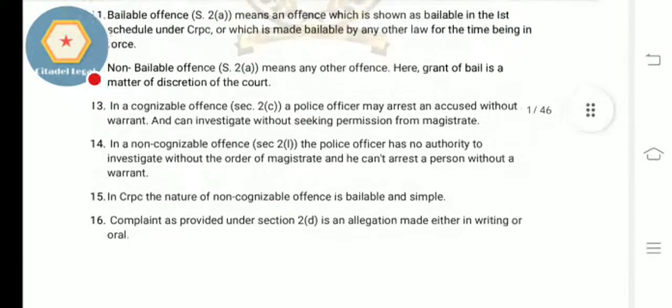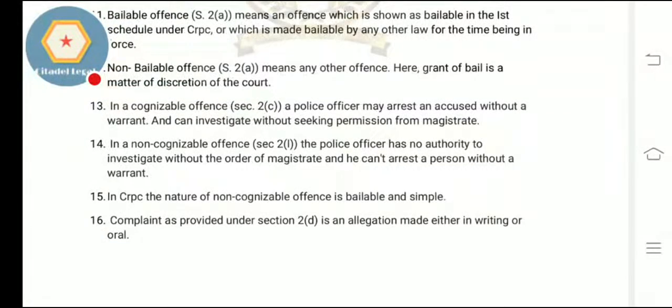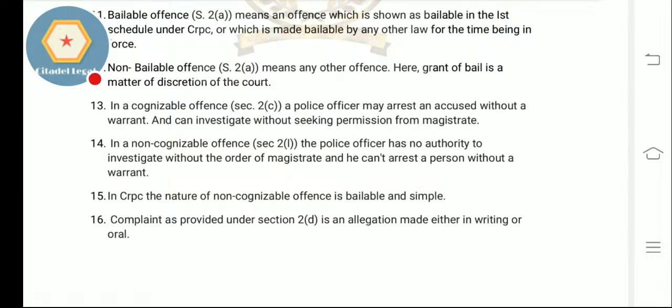Very, very important. Now, 14, in a non-cognizable offence, 2(l), the police officer has no authority to investigate without the order of the magistrate, and he can't arrest a person without a warrant. I have just told about it. Now, 15, the nature of a non-cognizable offence is bailable and simple. So always remember, a non-cognizable offence is always bailable, and the punishment provided is simple punishment.